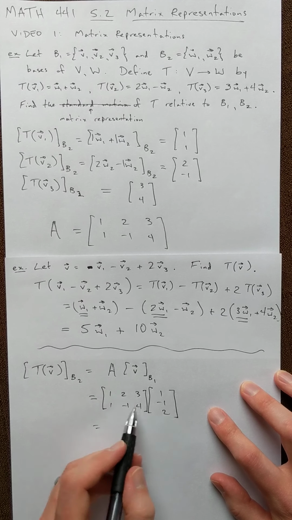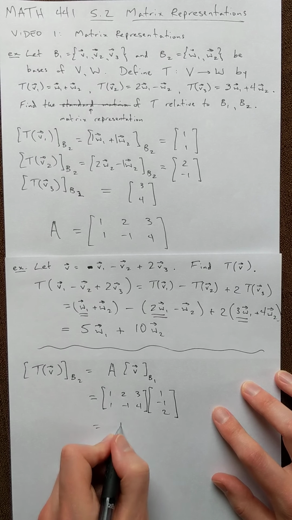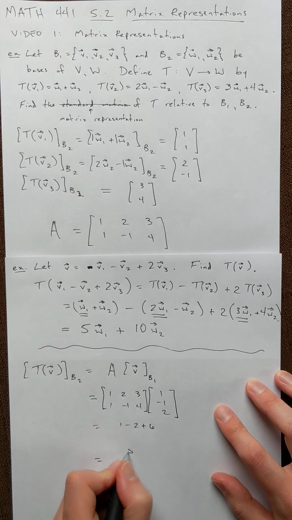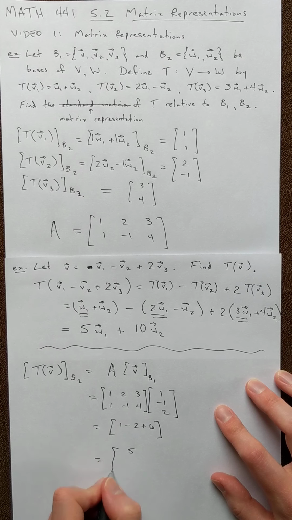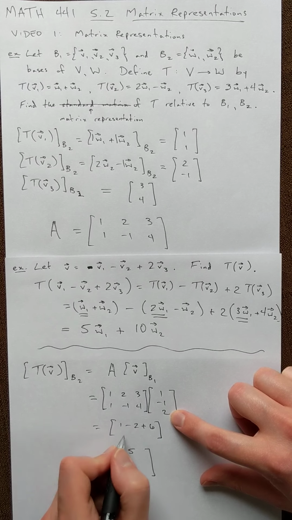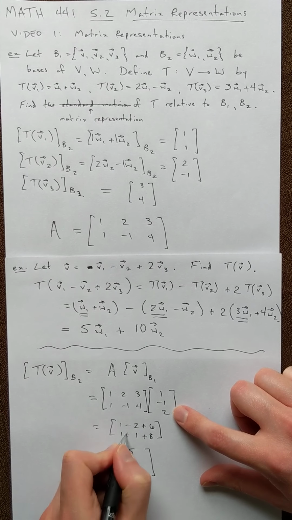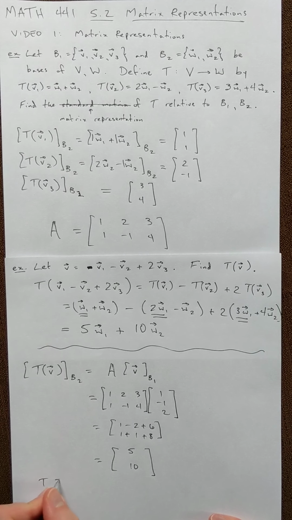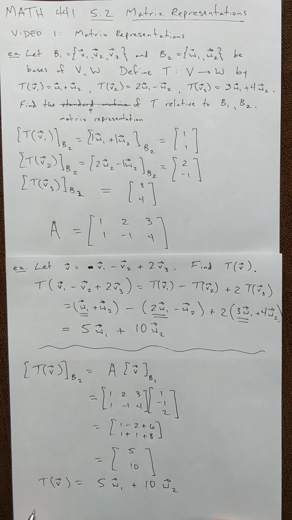And so if we multiply these, first row times first column would be 1 minus 2 plus 6, which is 5. And our bottom entry is going to be 1 plus 1 plus 8, which is 10. That means T of V is 5 times the first vector plus 10 times the second vector. So we get the same answer either way, using a matrix or using the fact that T is linear.